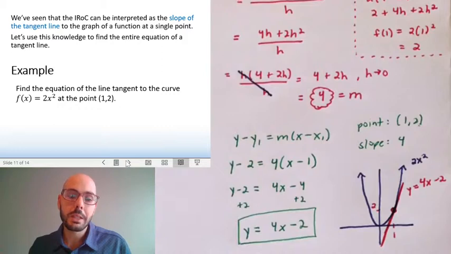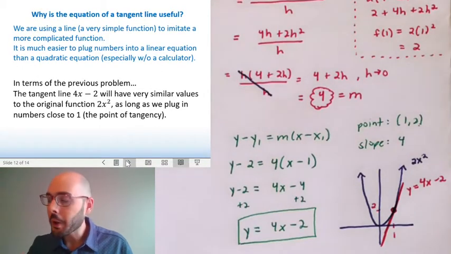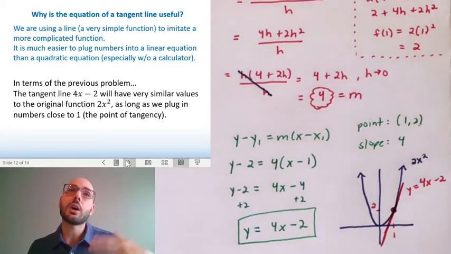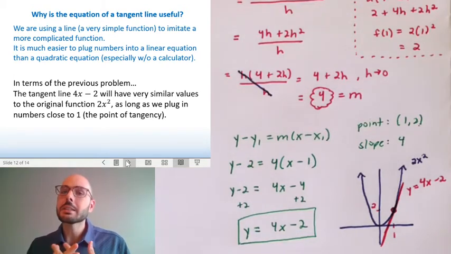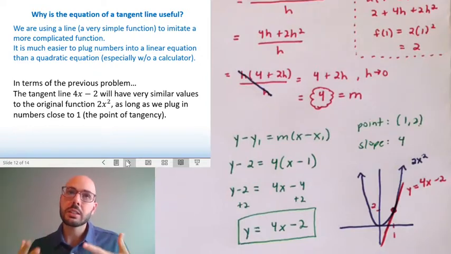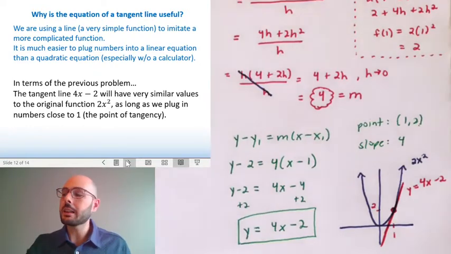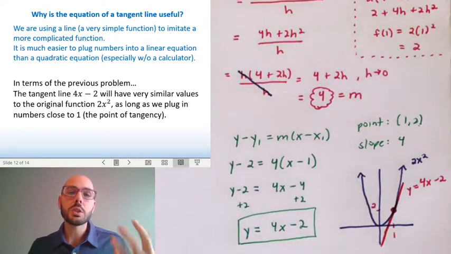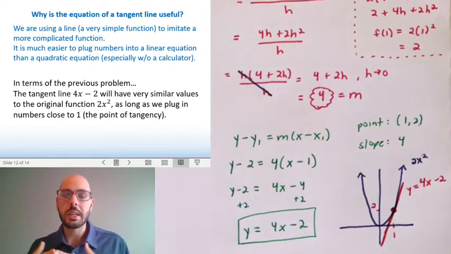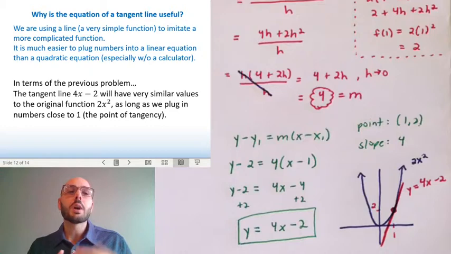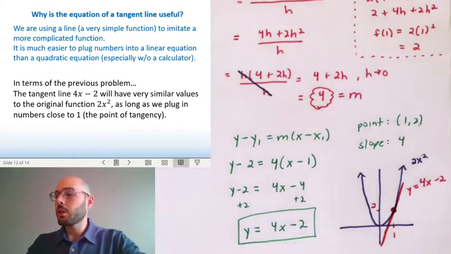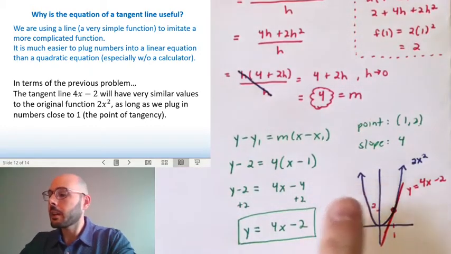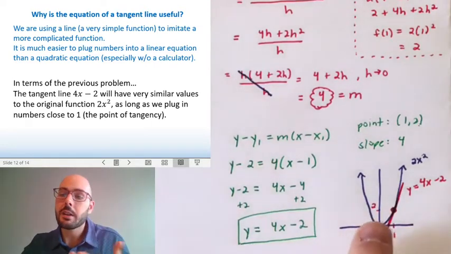So a good question might be, why do we care? Well, a big theme actually in Calc 2, for anybody interested in taking that class, is really approximating harder functions with easier functions. And a line is pretty much as easy as it gets. It's the simplest type of function that we know. So what we're doing in these problems is we're using a line, which is a very simple function, to imitate a more complicated function. So if you look at the drawing that I just did, this line is very close to the graph of 2x squared.